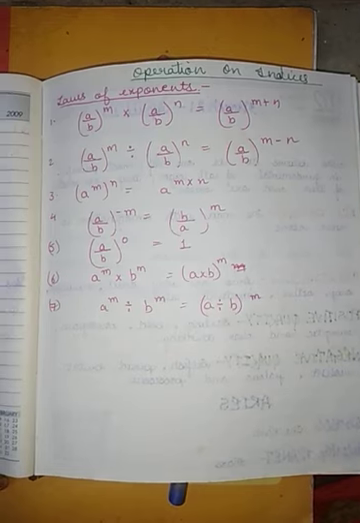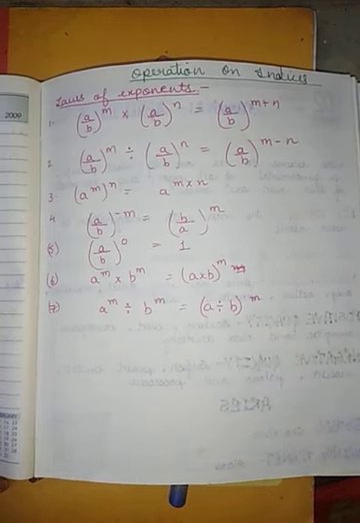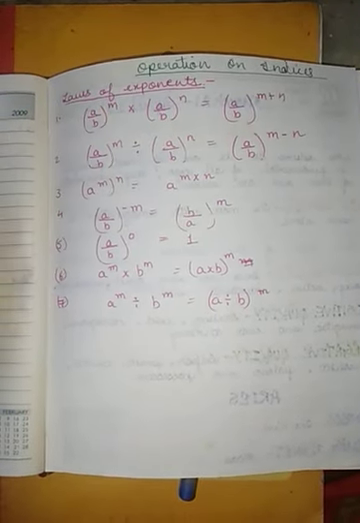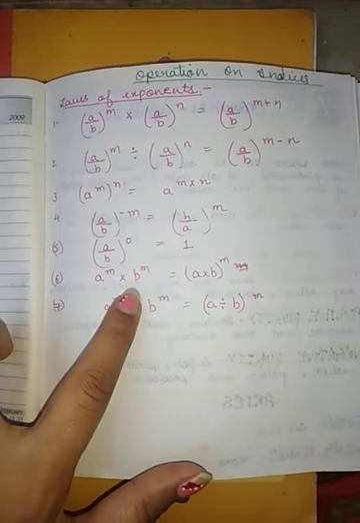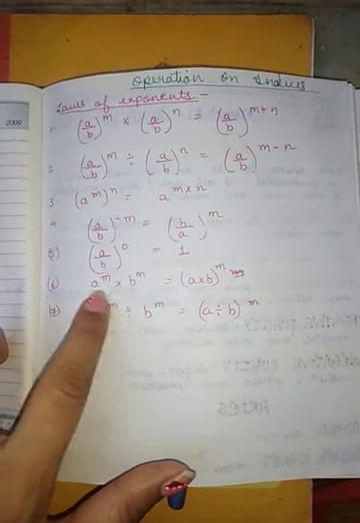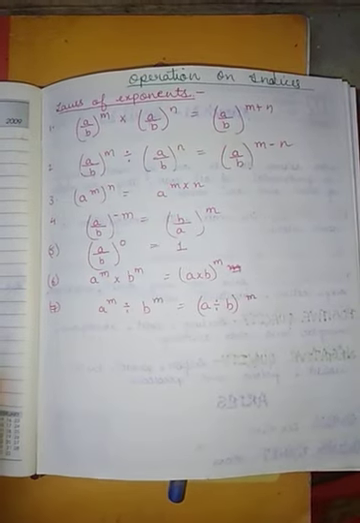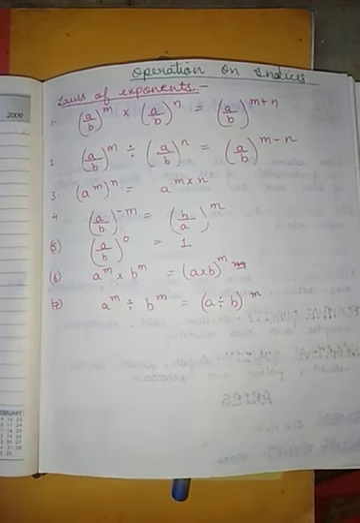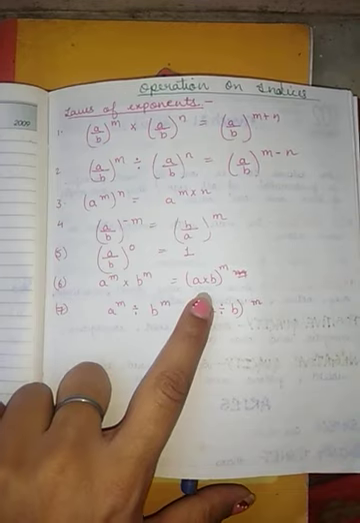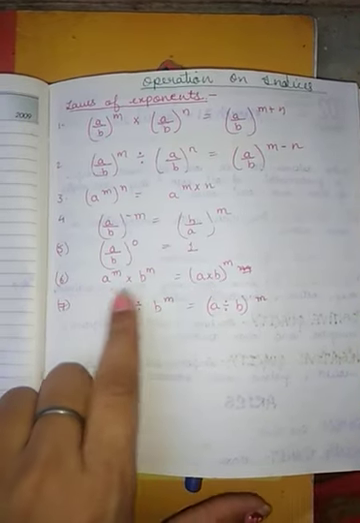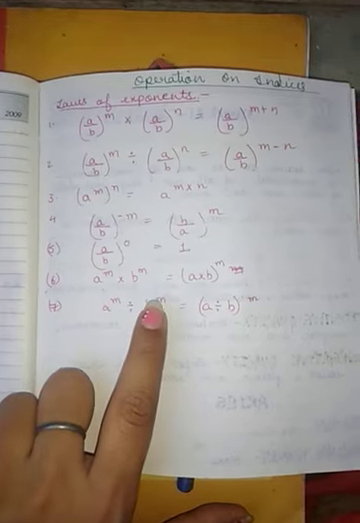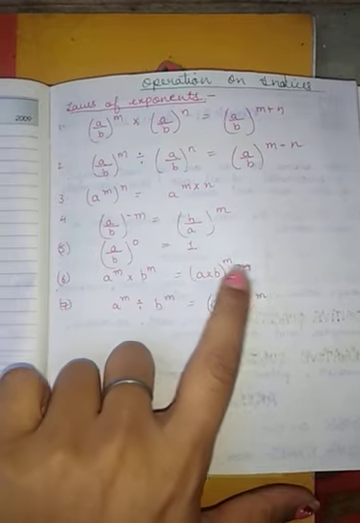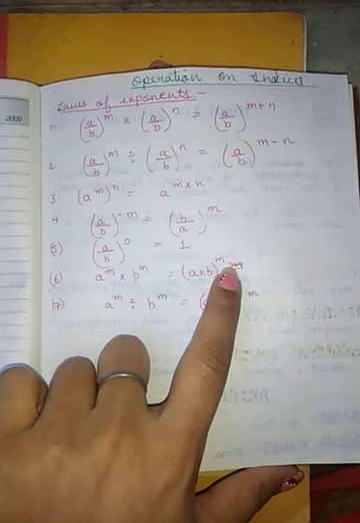Now the next rule says that if there are two exponents with different bases but the same powers, and they are in multiplication, then all the numbers in the bases, whether two numbers or three numbers, will get multiplied, and we'll put a bracket and write the power just once outside the bracket.